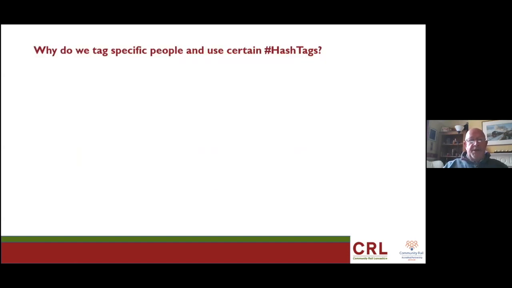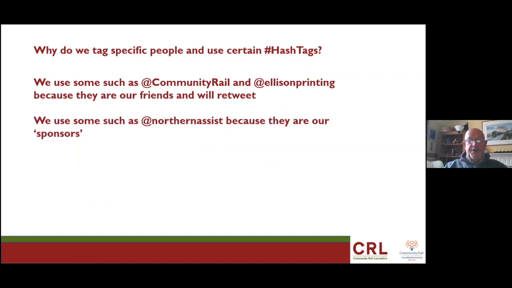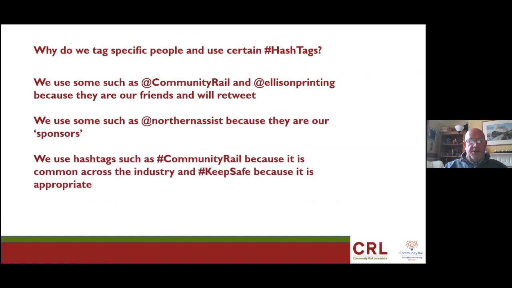So why do we tag specific people and use certain hashtags? We use some tags such as Community Rail and Ellison Printing because they are our friends and we think or we hope that they will retweet for us. We use some such as @Northern Assist because they are our sponsors. And we use hashtags such as #CommunityRail because it's common across the industry, and #KeepSafe because it's appropriate for the time.